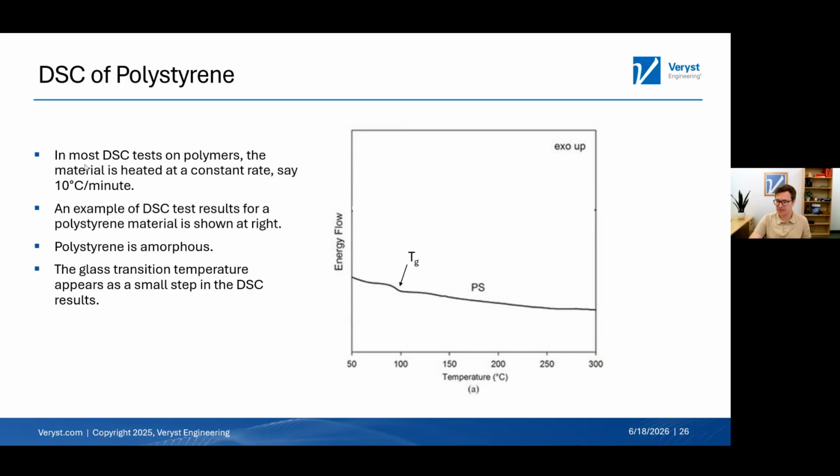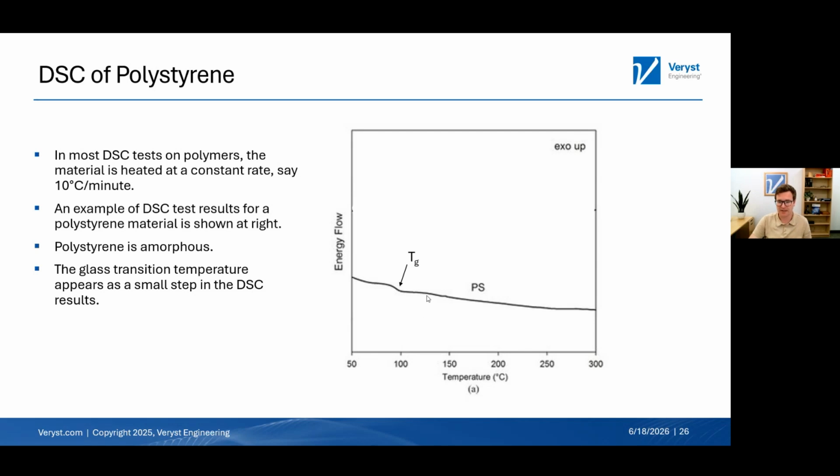In most tests on polymers, what we're doing is heating the material at a constant rate, just as an example, around 10 degrees per minute. This is the result you'll get on an amorphous thermoplastic like polystyrene. And you see this little step right here, at about 95 to 100 degrees Celsius. That's us measuring the glass transition temperature of this polystyrene material.